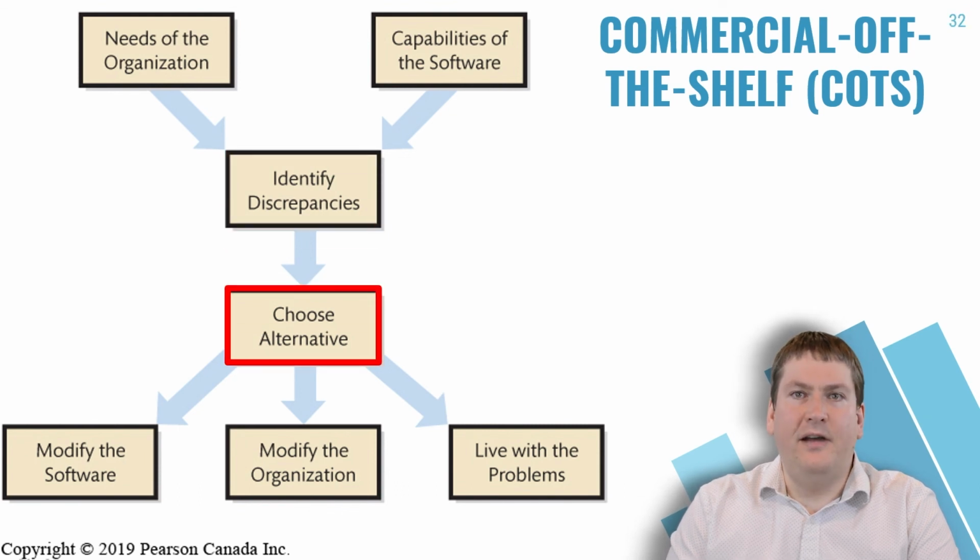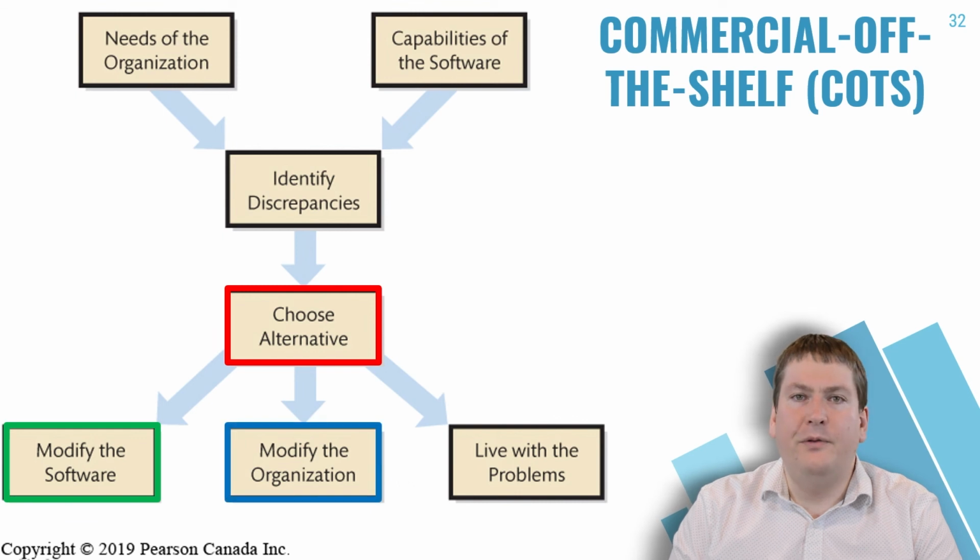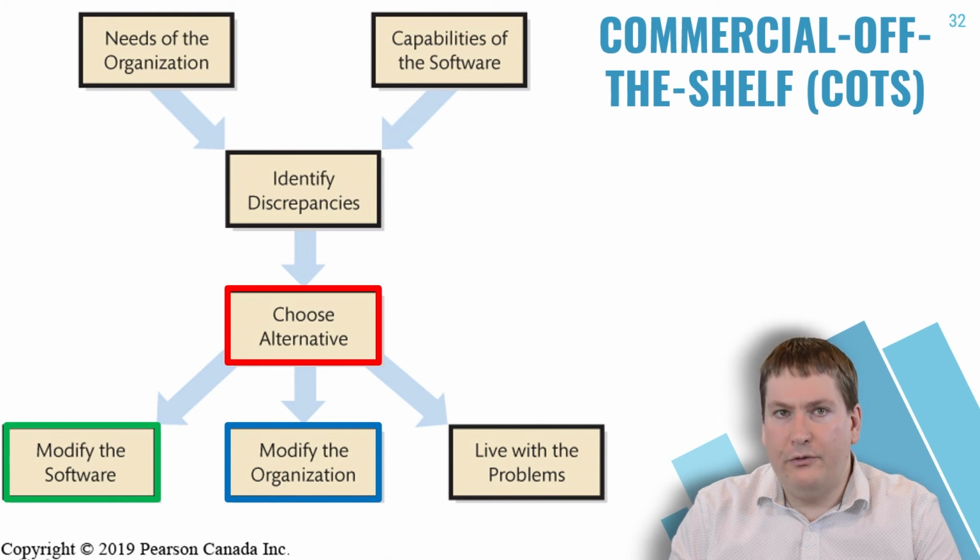Next, we would need to decide what we're going to do about the discrepancies, and we have 3 basic options. If possible, we could modify the software to match our needs. Problem with this approach is that it costs money and time, and is only possible if the software is open source, or the software vendor is willing to make the modifications for us. The next option would be to modify the processes, procedures, and data in our organization to match the software, rather than the other way around.